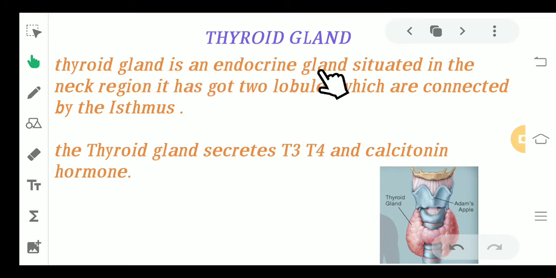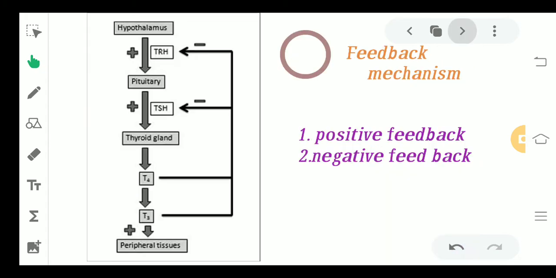The thyroid gland is an endocrine gland situated in the neck region. It has two lobules, and these two lobules are connected by the isthmus, right? This is one lobule, this is the other one, and this is the isthmus. Moving ahead, the thyroid gland secretes T3, T4 and calcitonin hormones. So this is the basic of the thyroid gland. We will not go deep into the nerve supply and the venous supply.